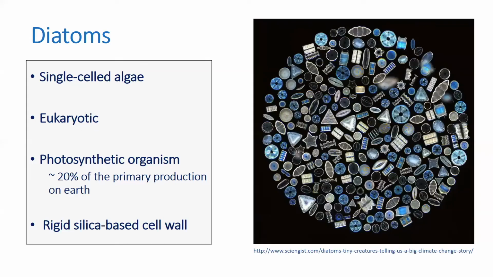So we're really immersed here in this microscopic world. And we're focused on these diatoms. These are single-celled algae. They are eukaryotic. They are prolifically photosynthetic. So they are responsible for about 20% of the primary production on Earth. And they have these beautifully rigid silica-based cell walls. And so some different pictures of these silica cell walls are pictured here.